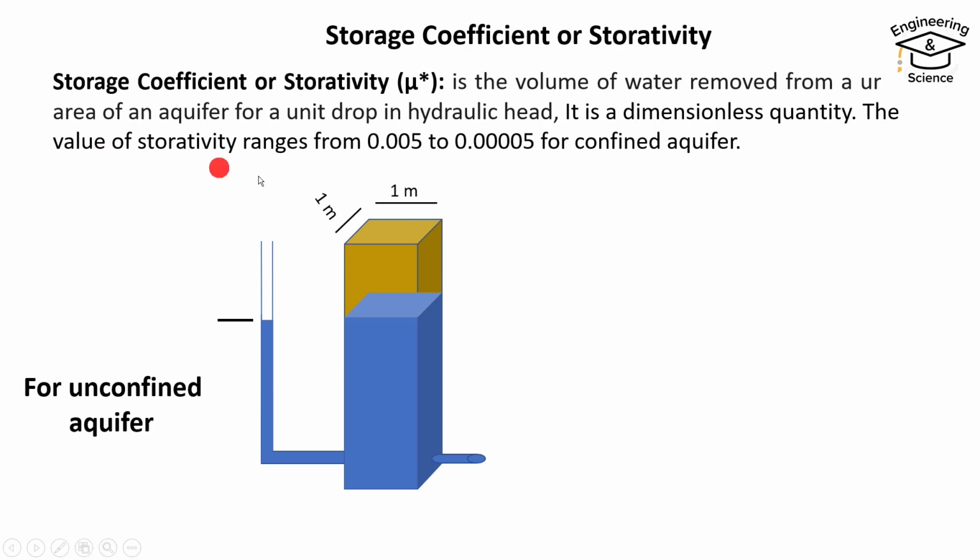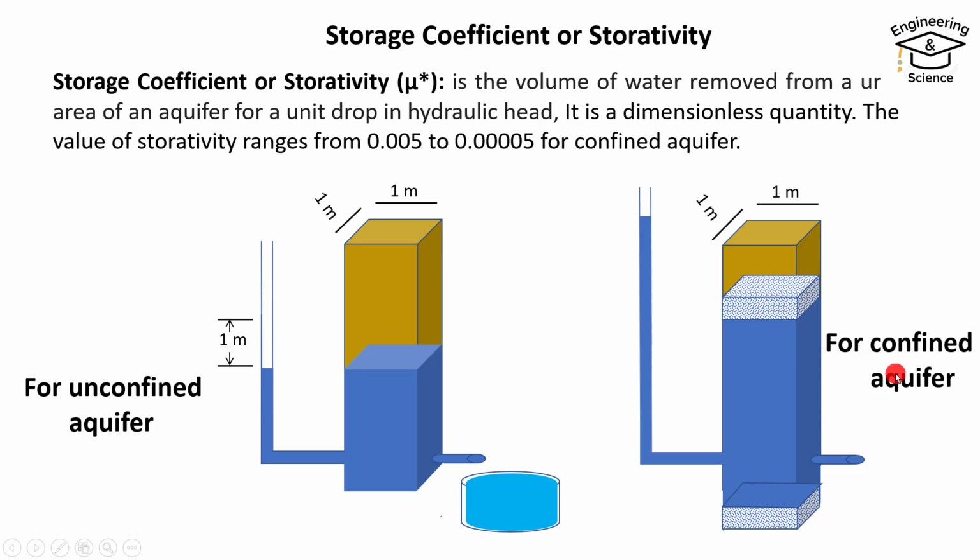As you see, we have a unit area, as explained in the definition. Let's extract a volume of water. A volume of water extracted for a unit drop of head. But for a confined aquifer, as we see, the head is higher than the surface level of the aquifer. Let us extract a volume of water. That is the visualization of the storage coefficient definition.